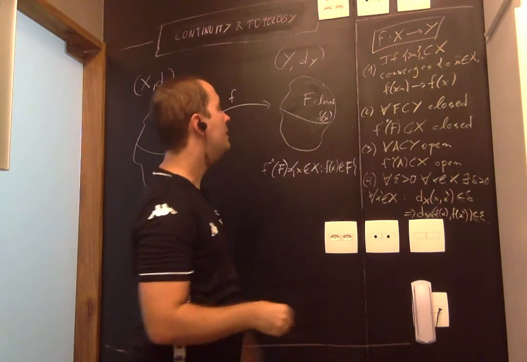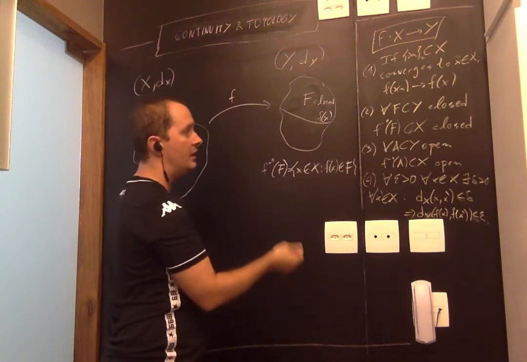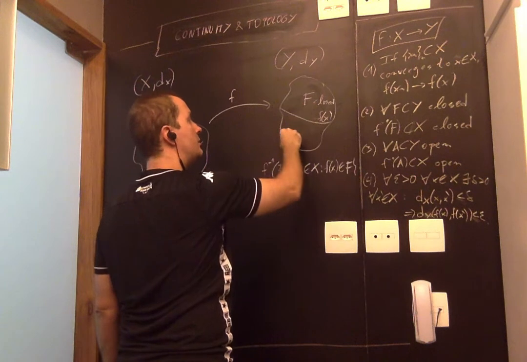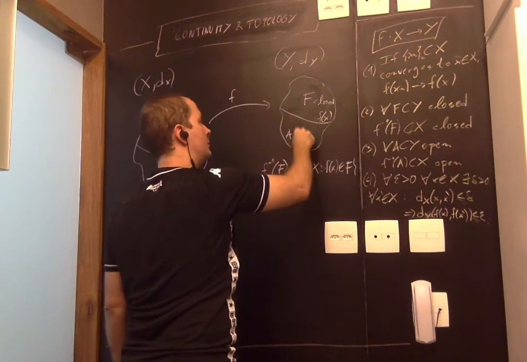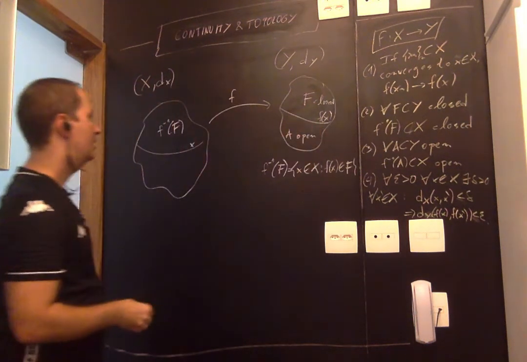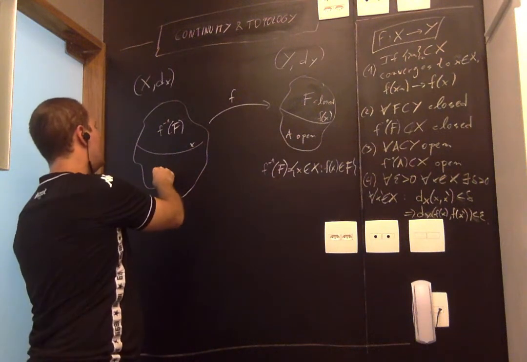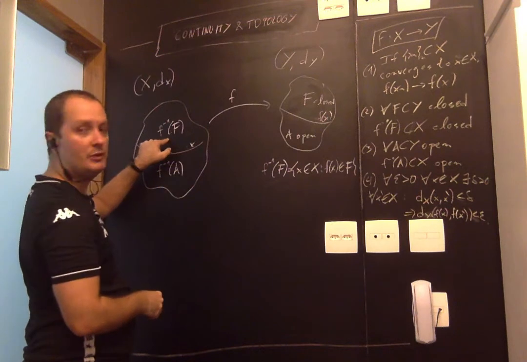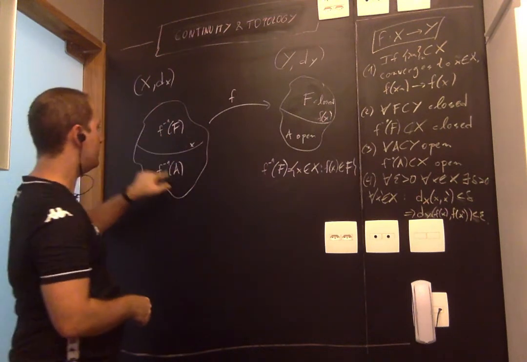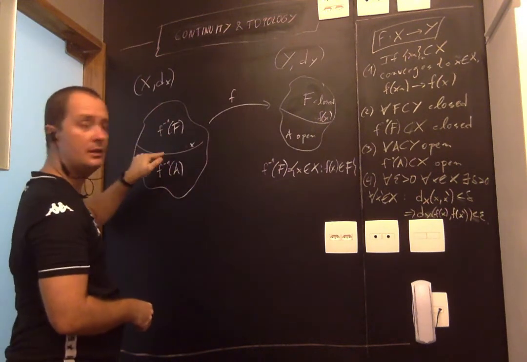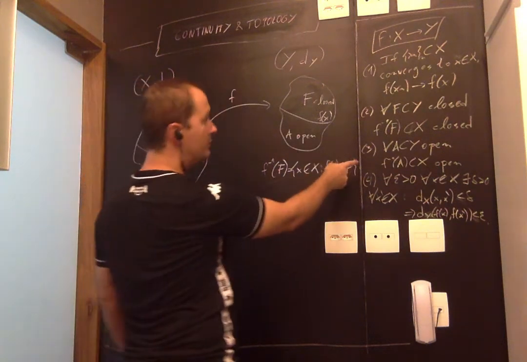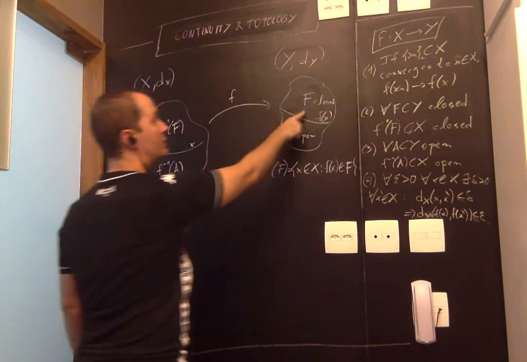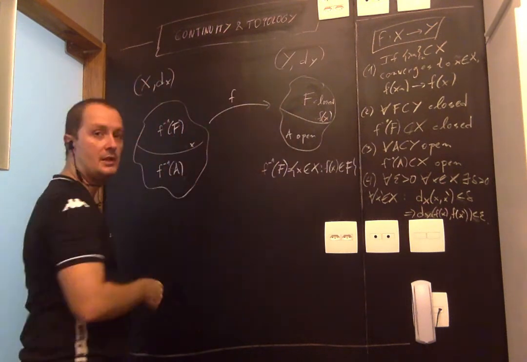Now, number three is sort of the same thing with open sets. And let me just remind you, okay, if this is closed, the complement is open. And it's easy to see that the pre-image of A is exactly the complement of this guy. So if this guy is closed, this guy is open, and vice versa. And so 3 and 2 are really equivalent. They're saying that the pre-image of an open set is an open set. It's the same thing as showing that the pre-image of a closed set is a closed set.